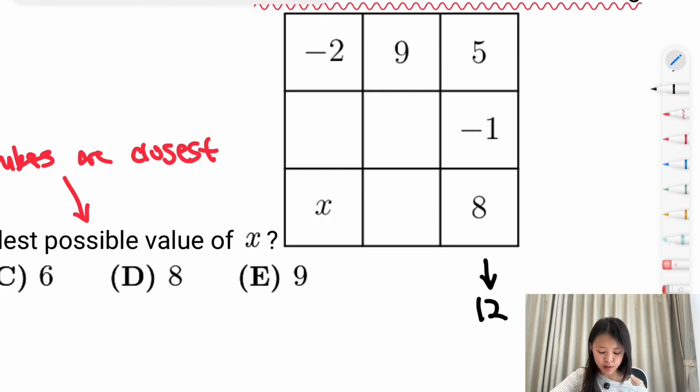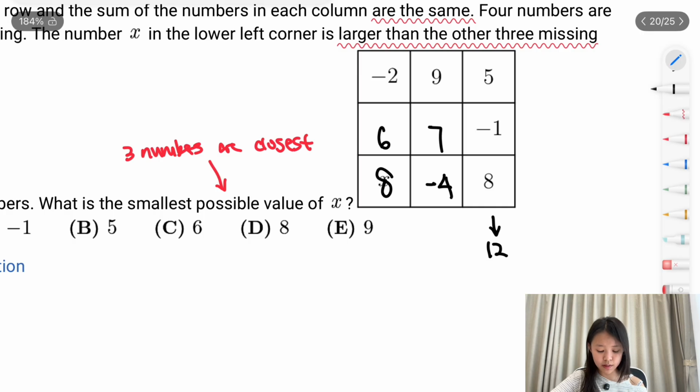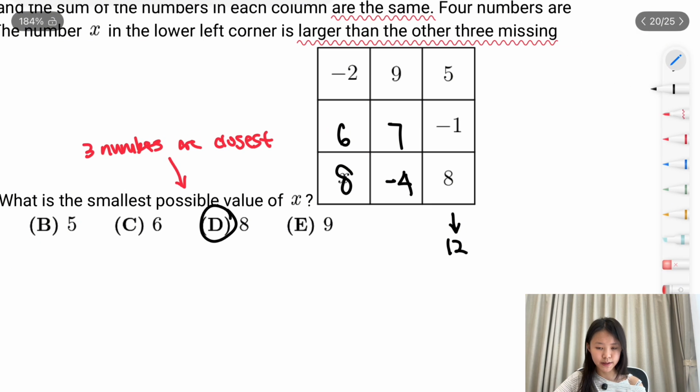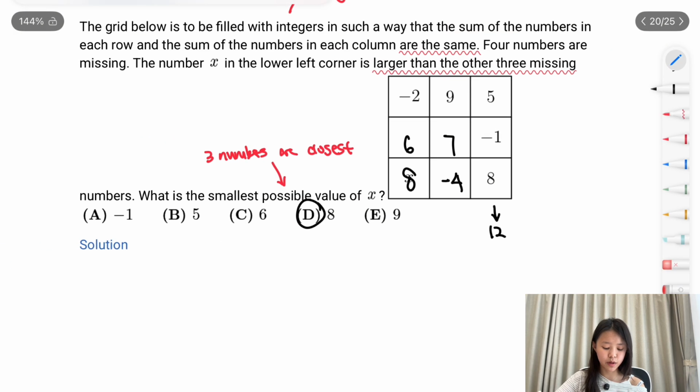So you can do some trial and error. First, if this number in the middle is -2, this would be 6, and that would be 8. So that is still too large. So we can try -4. And now it's 6. And this number here is 7. So this is the final answer, and that means the smallest possible value of x is 8. Since there already is like 6, 7, 8, there's no possible number that is smaller than 8 for x.